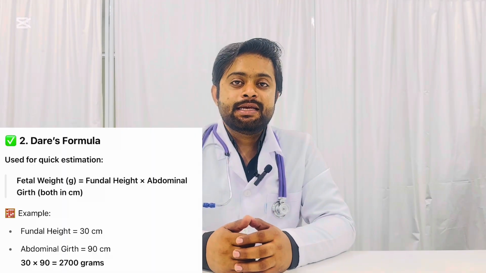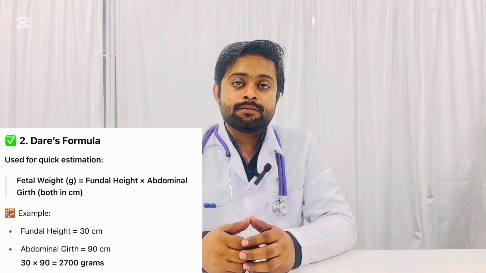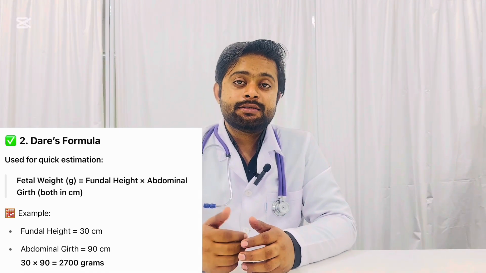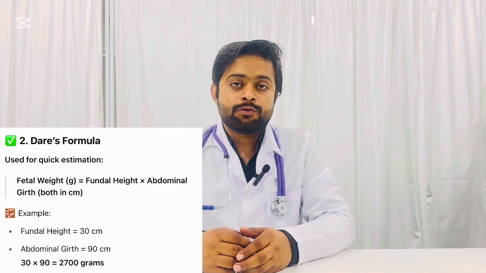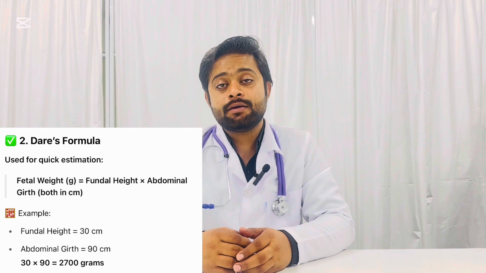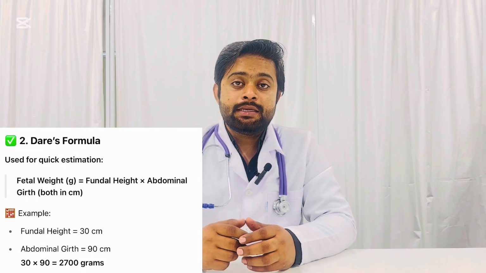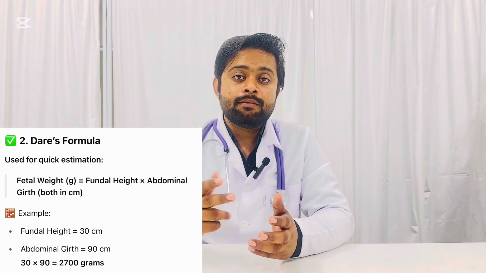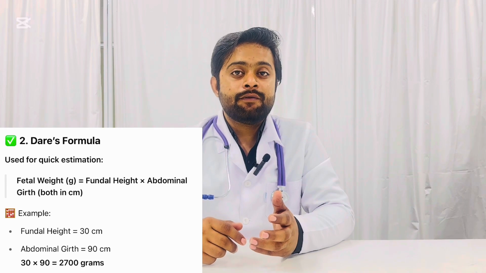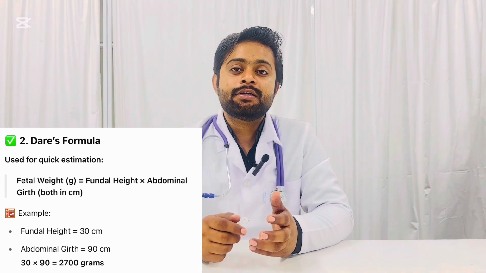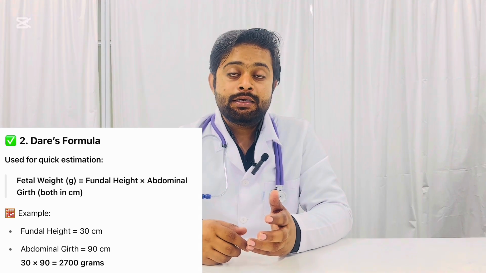And second one, we have the Dare's formula. According to the Dare's formula, fetus weight in grams equal to the fundal height in centimeters multiplied by abdominal girth in centimeter. So for example, if we have the fundus height in centimeters 30 centimeter and the abdominal girth in 90 centimeter. So we have to multiply these both values. 30 multiplied by 90 equal to the 2700 grams. So 2700 grams is basically the weight of the fetus according to the Dare's formula.